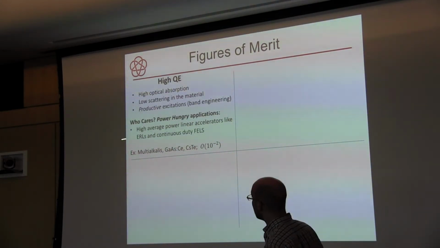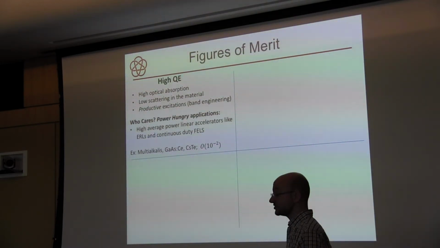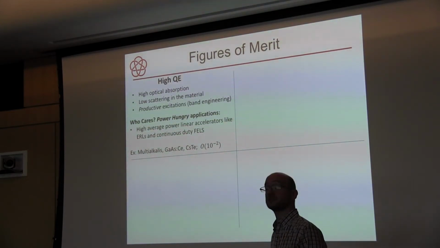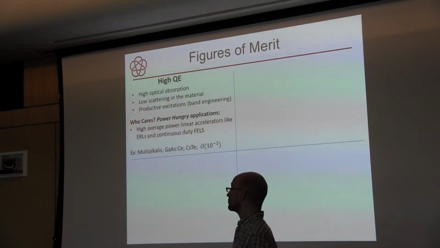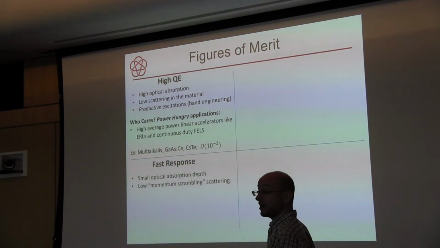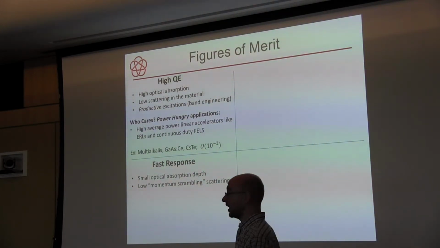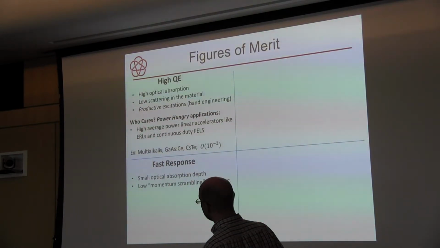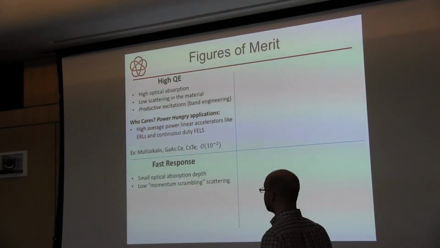Examples of these would be multi-alkali cathodes, gallium arsenide, cesium telluride. Semiconductor cathodes in general often have very good quantum efficiency of order of 1%, so roughly 100 photons per exiting electron. So we also, in some cases, want a cathode that responds very quickly, that for a delta function laser pulse in time, we want a very short electron bunch coming out.